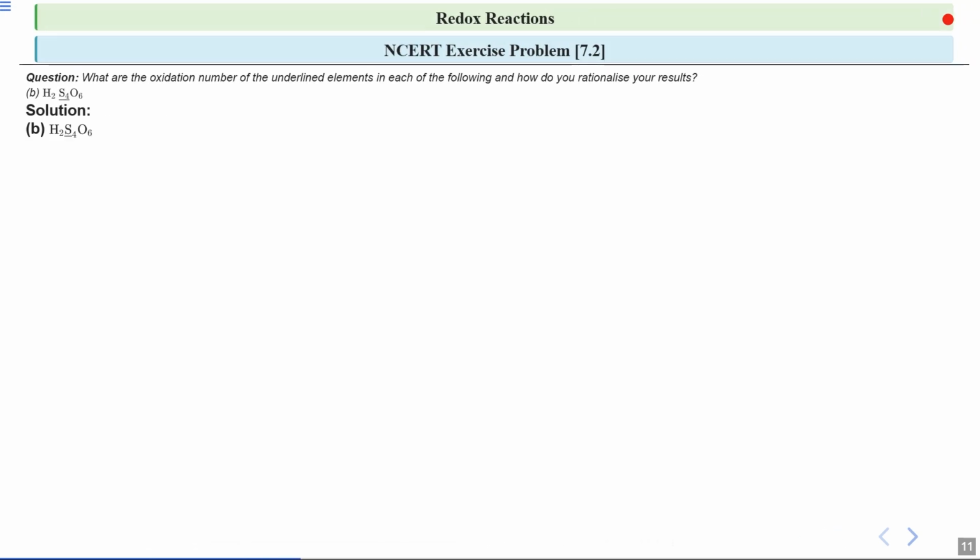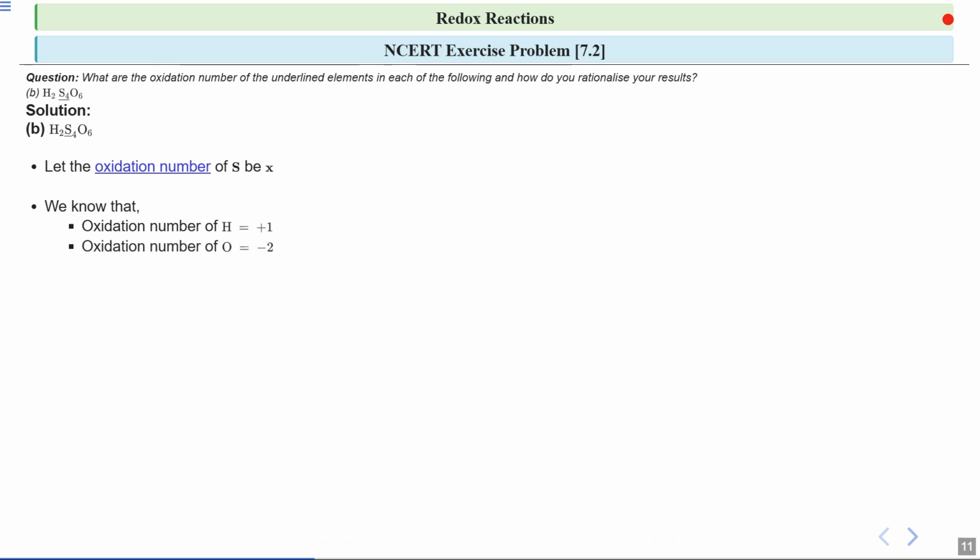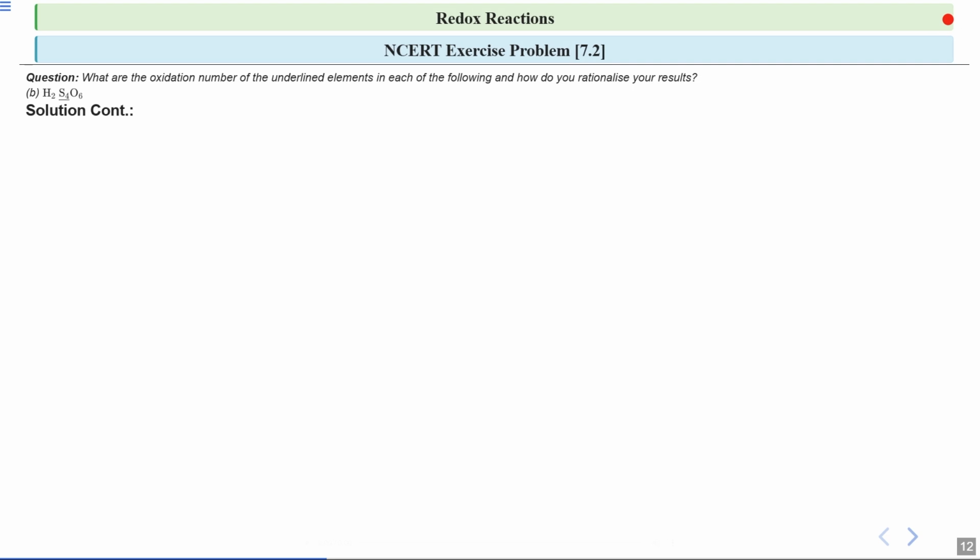So here we have sulfur underlined. We will assume that the oxidation number of sulfur is x. Now, what will be the oxidation number of hydrogen? It will be plus 1. And for oxygen, it will be minus 2. Further, if we write the oxidation number on top of each element, H is plus 1, S is x, and O is minus 2.